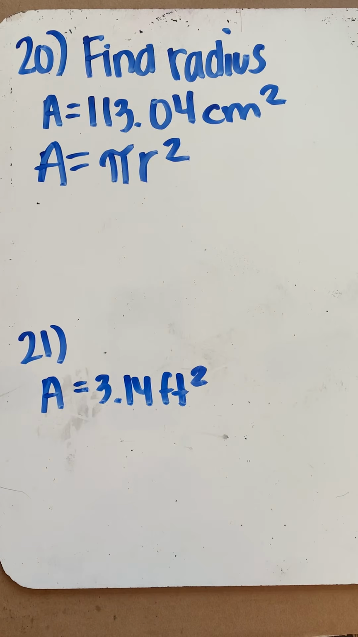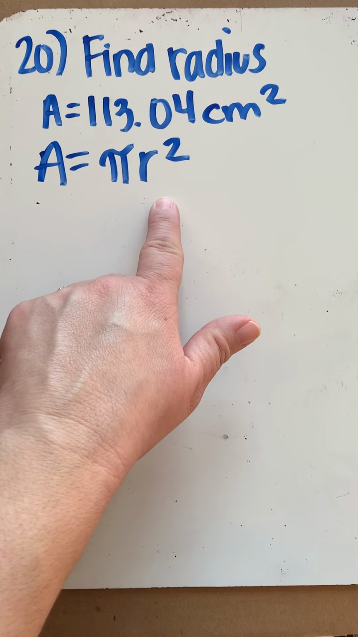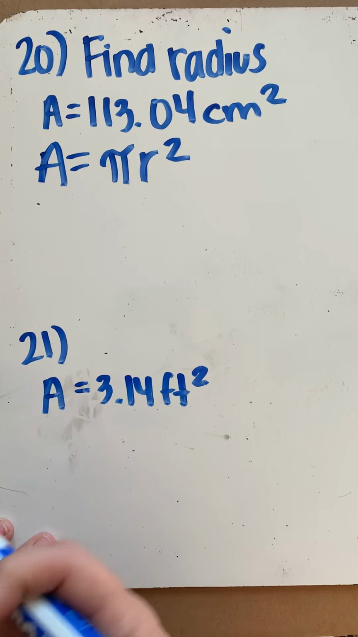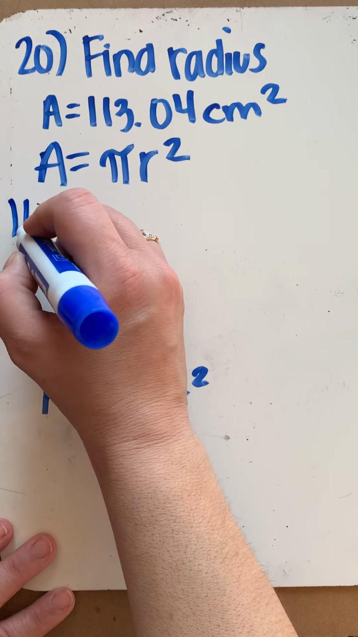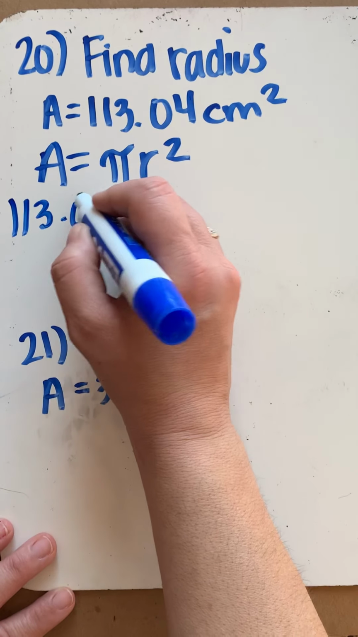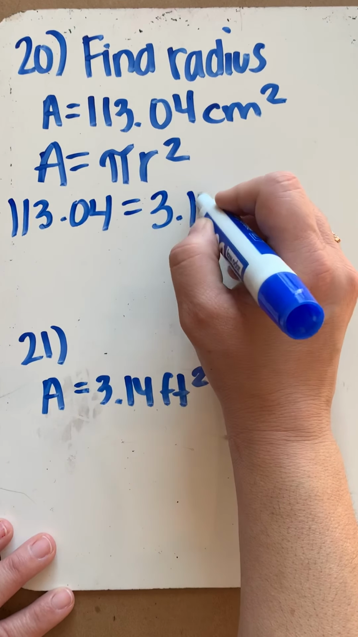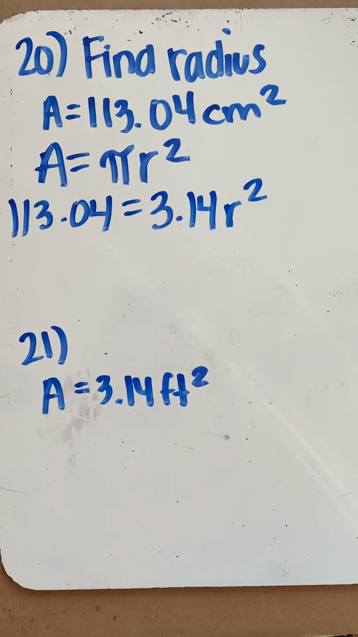People are like, I don't know what to do with the pi. Okay, you have 2 out of the 3 values. We need to find the third. So keep that in mind as you're doing these problems. Pi is a number. So for area, I'm going to plug in 113.04 equals 3.14, which is my pi. That's what we're going to use for now. I know it's not the most accurate.